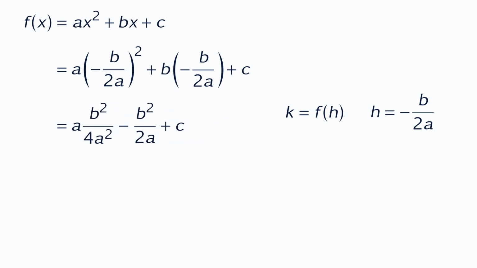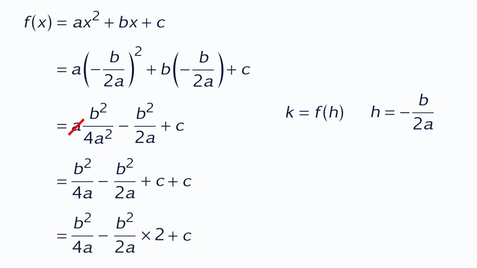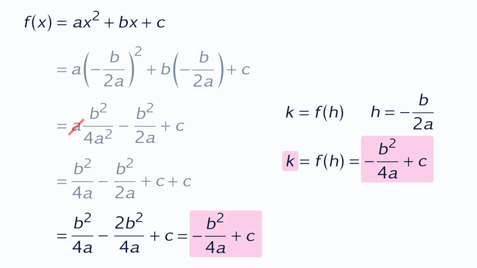You get a times b squared over 4a squared minus b squared over 2a plus c. You cancel an a in the first term, so it becomes b squared over 4a. Next, you expand the fraction in the second term by 2 in order to get a common denominator. The first 2 terms become negative b squared over 4a plus c. It turns out that the final 2 terms in the expression, minus b squared over 4a plus c, are the same as k equals f of h.